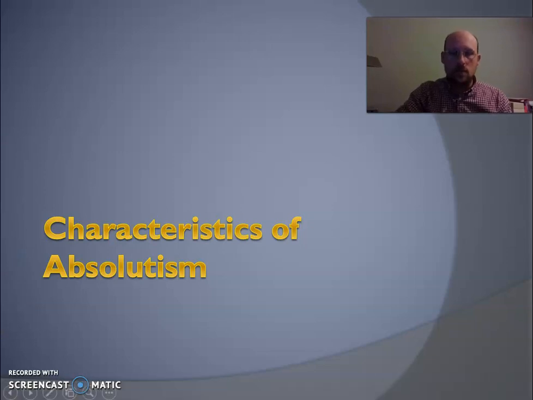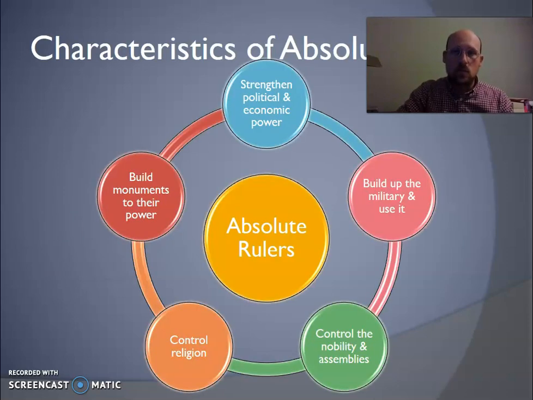So having looked at what absolutism is, I want to give you some examples of what absolutism looked like in practice. So you'll see some common characteristics with absolute rulers. This isn't really a comprehensive list, but just a few examples of things that absolute rulers tended to do. One thing you often see they do is they strengthen their political and economic power. This is the power of both the individual monarch as well as their state.